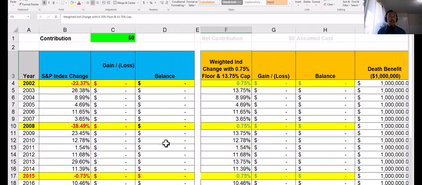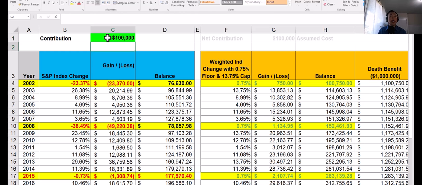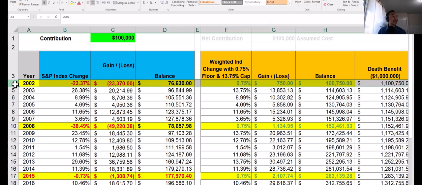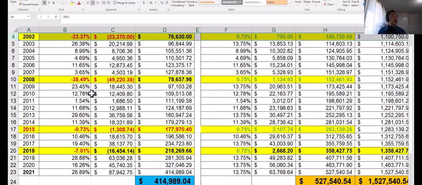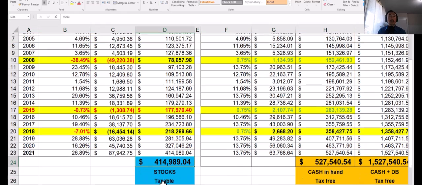So let's say hypothetically you had $100,000 to start with, and then you invested it starting in 2002. Let's see what it looks like after 20 years. Okay, so at the end of year 2021, you would end up with 414,000 before paying Uncle Sam.